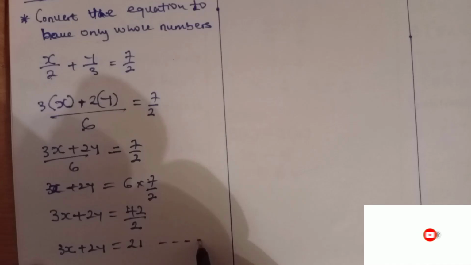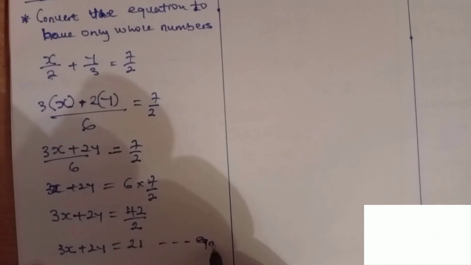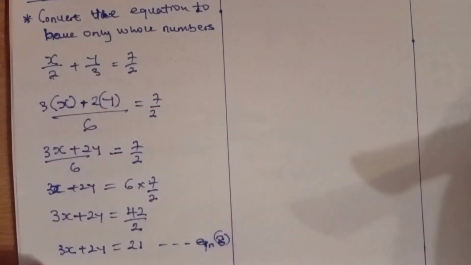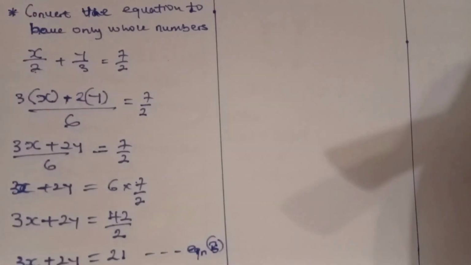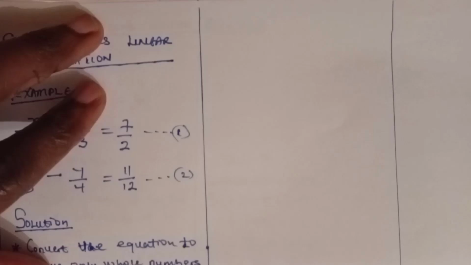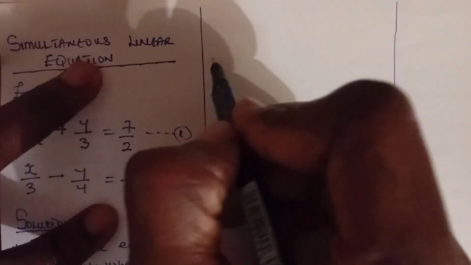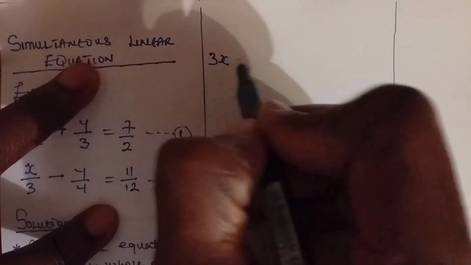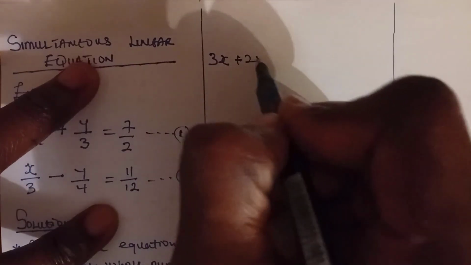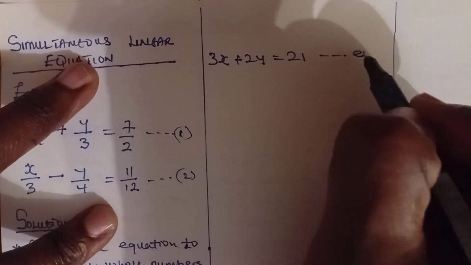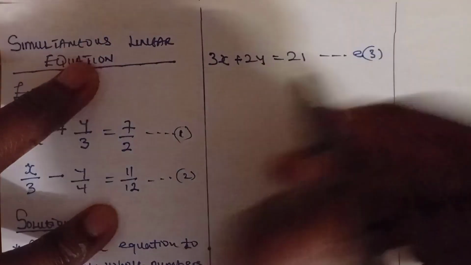And this becomes equation 3. So we continue with the equations. So we have 3x plus 2y equals 21 as equation 3.